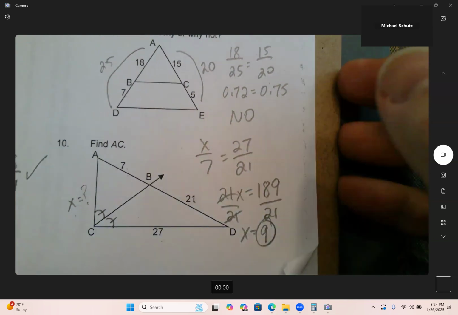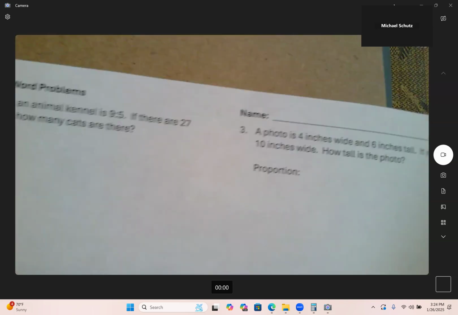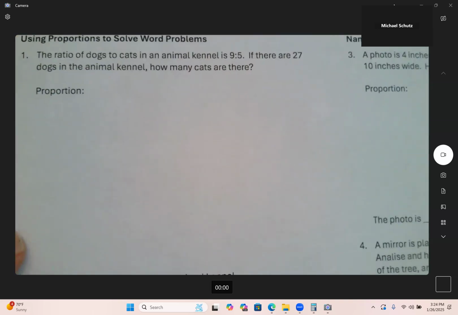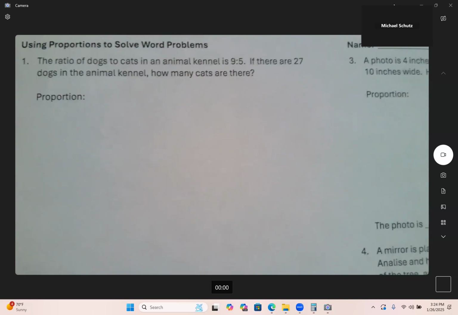All right, last thing, we have some word problems on this test. So here are some very similar word problems that you will see on the upcoming test using similar figures and proportions. All right, so number 1, it says the ratio of dogs to cats in an animal kennel is 9 to 5. If there are 27 dogs in the animal kennel, how many cats are there?